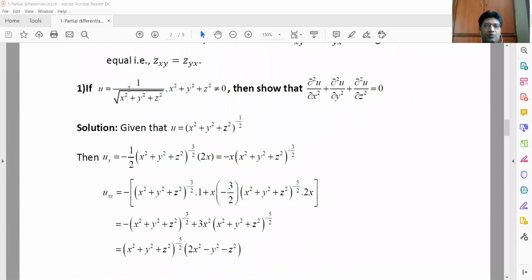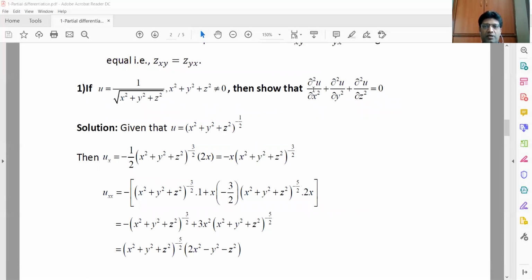So u is given by 1 by root of x square plus y square plus z square, and x square plus y square plus z square is not equal to 0, and we have to show that dou square u by dou x square plus dou square u by dou y square plus dou square u by dou z square equals 0. So what is u? U is this one. So we take this to the numerator. So it became x square plus y square plus z square whole power minus 1 by 2.